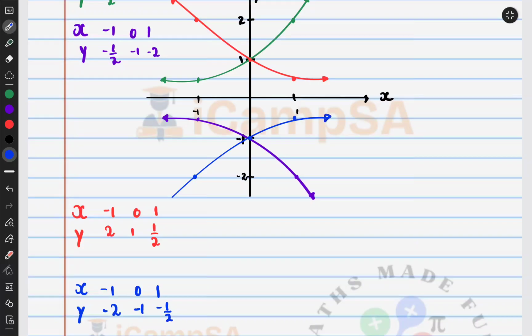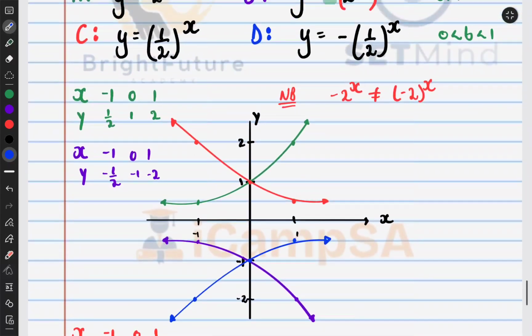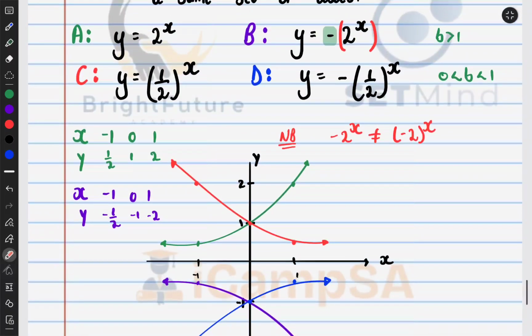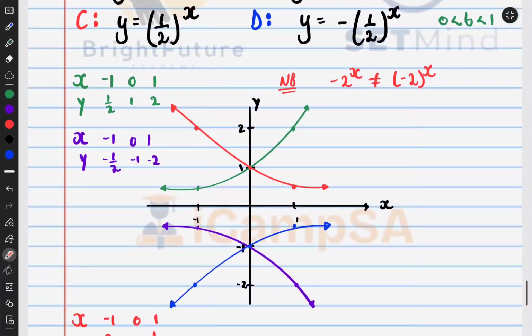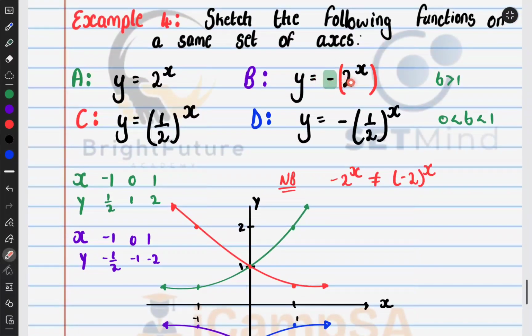And that is how it comes up. These are curves. You can clearly see that this function of a, which is y is equal to 2 to the power of x, is just reflected about the x-axis in order to obtain this function of y is equal to -2 to the power of x.